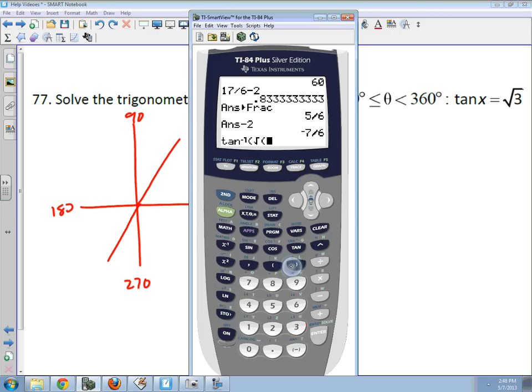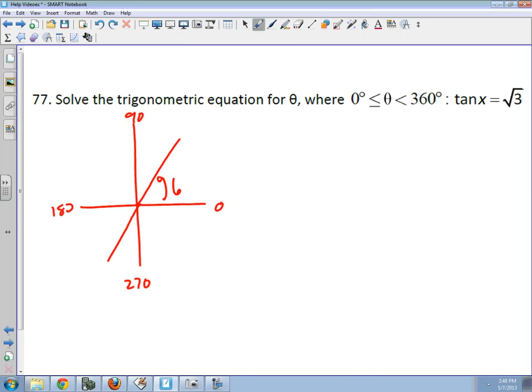So second, tan of square root 3. And that'll give me my one angle, which is 60. Well, that's pretty nice. So that's this angle in the first quadrant. So out of the 2 angles I'm looking for, I got one angle that's 60.